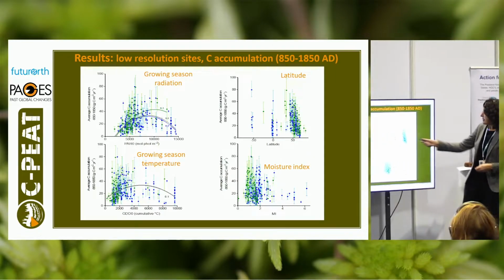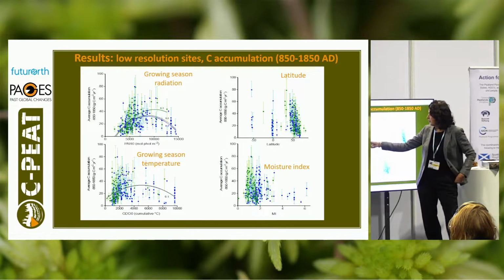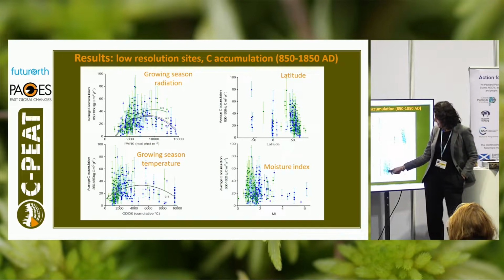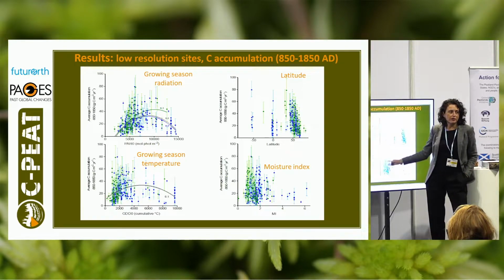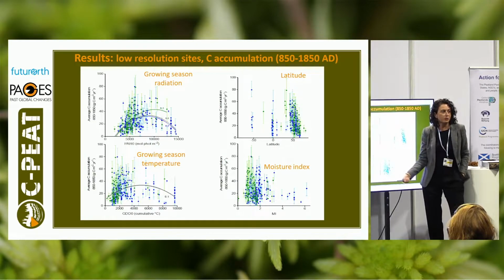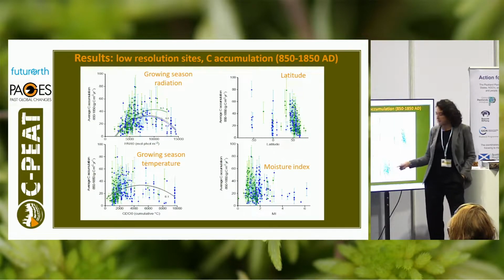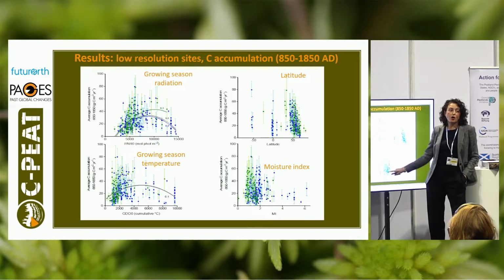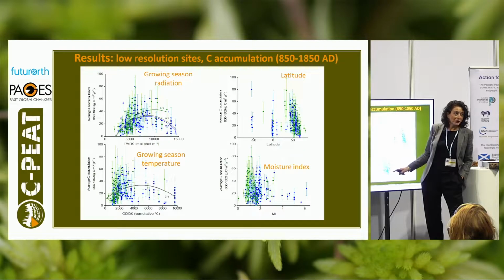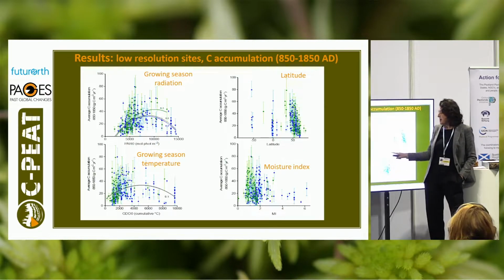And this is the best predictor that we could find. To our surprise, moisture doesn't seem to be a very good driver of accumulation. So it functions a little bit like an on-off switch. If the system is wet enough, you will get accumulation, but then it doesn't explain, or we didn't use the right moisture index. That could be true. We tried loads, but we couldn't see a relationship with moisture.